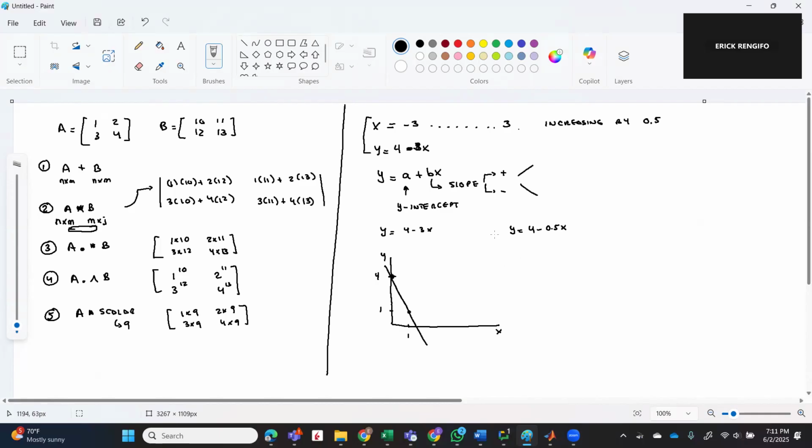Now, what about the second line? Let's use a different color. When x is 0, this one also crosses at 4. But now let's see what happens when x is 2. When x is 2, this is going to have a value of 3, correct, guys? So I have 2 points. I can join these 2 points. And this is this. Do you see?